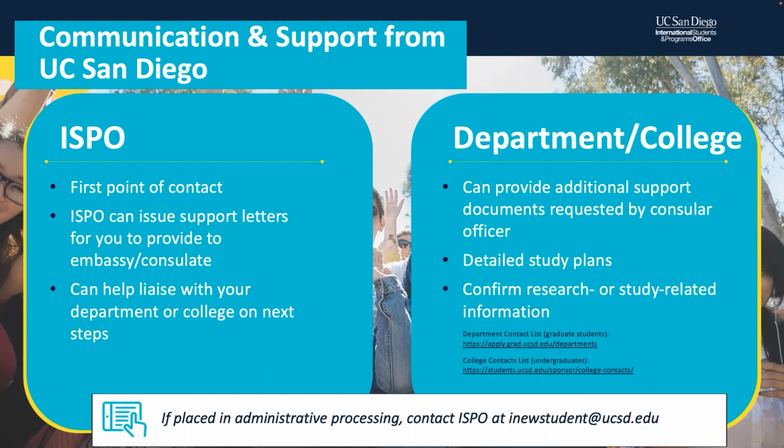We can help liaise with your department or your college on next steps if there are going to be delays to your arrival. Your college might be able to provide additional documents if the consulate, for example, requests specific information about your area of study, detailed study plans or study-related information. The colleges might be able to provide this information in conjunction with ISPO. We can give that to you so that you can provide that to the embassy. But we would recommend that you contact ISPO first if you have any visa delays.